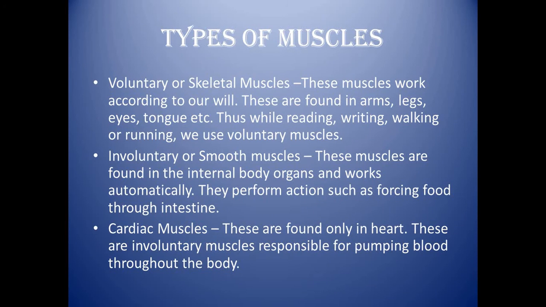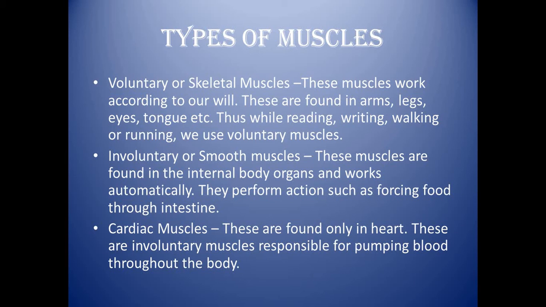Types of muscles: voluntary or skeletal muscles. These muscles work according to our will. These are found in arms, legs, eyes, tongue, etc. Thus, while reading, writing, walking or running, we use voluntary muscles.